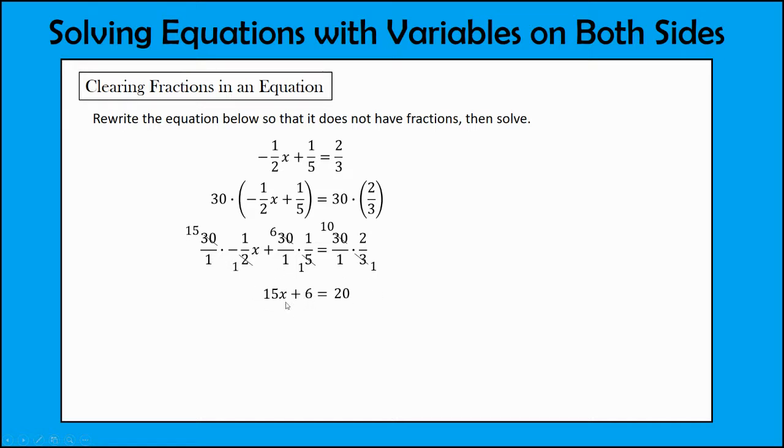So our first step is to isolate 15x. So we're going to subtract 6 from both sides. 15x equals 14. Divide each side by 15 to get my x to have a coefficient of 1. This will cancel out the 15s and give me a coefficient of 1. And I'm going to get x equals 14/15.